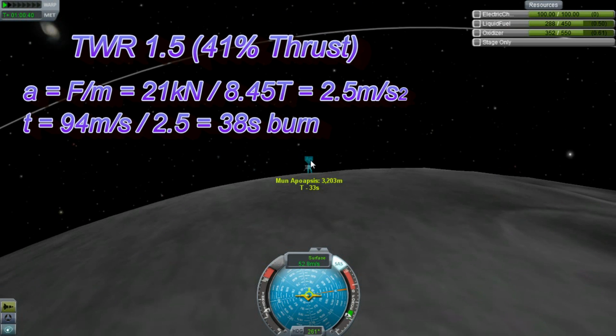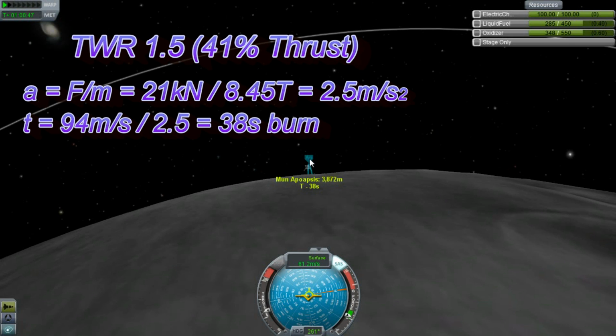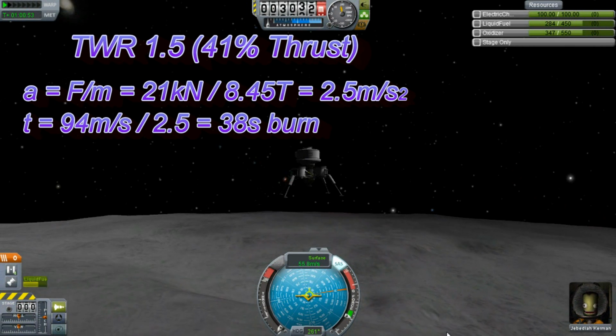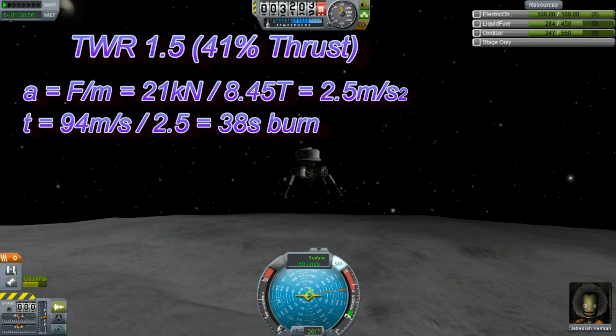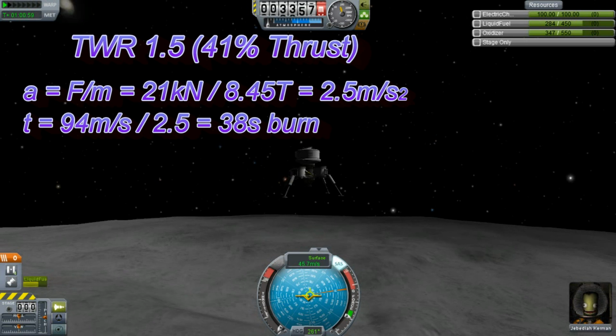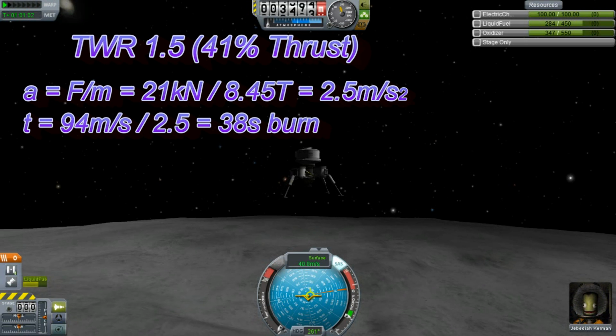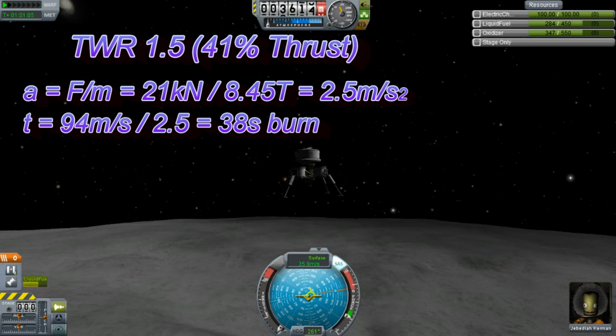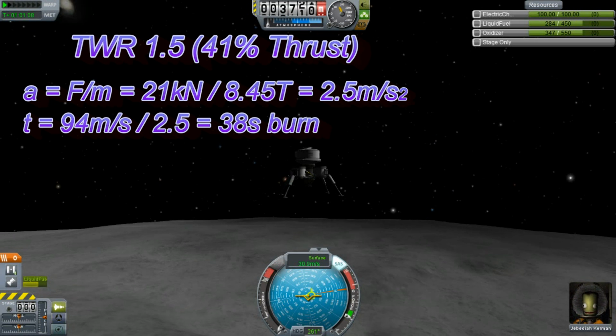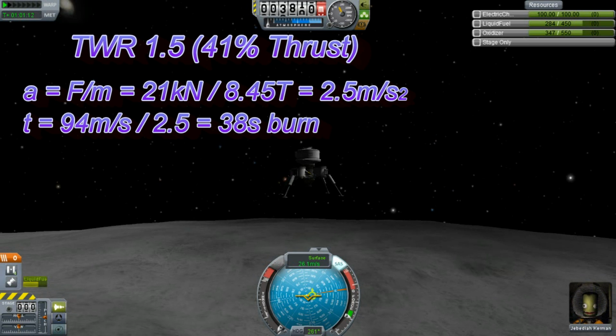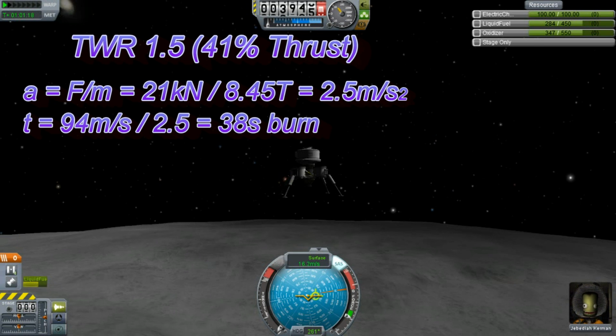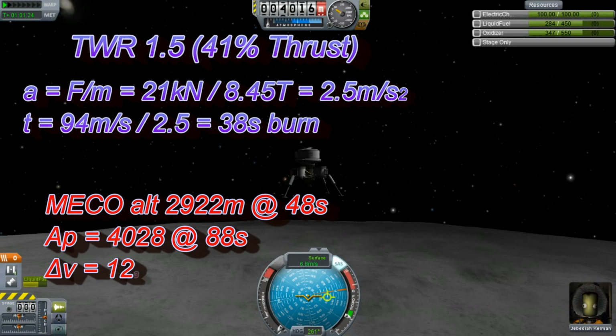Looks like it's going to take a little more. There we go, apoapsis of 4,028. Our altitude there, switching back, was 2,922, about 48 seconds. Checking on our fuel, we've used up about 123 meters per second getting this apoapsis.